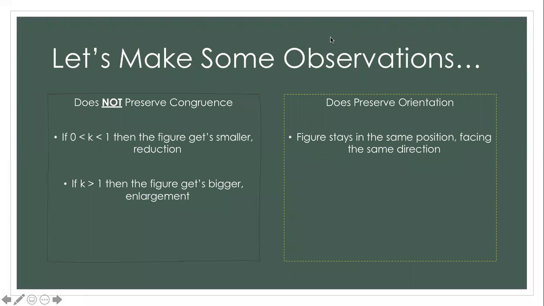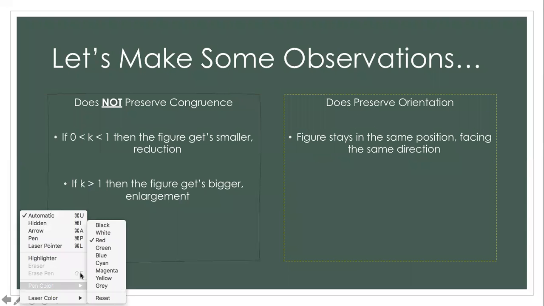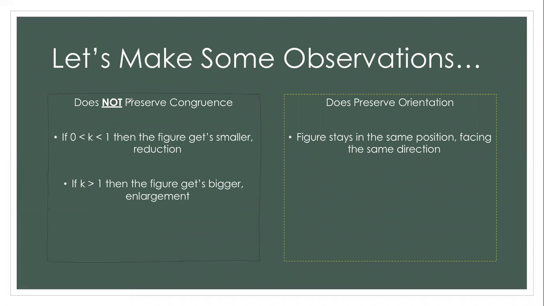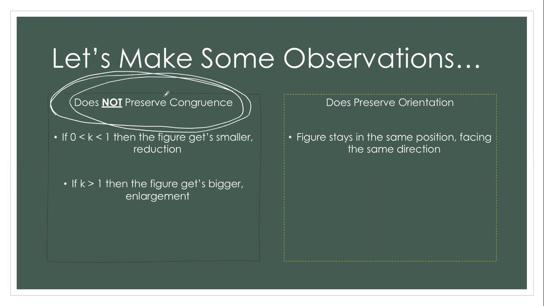All right, here are the things we need to make sure we understand. Dilation does not preserve congruence. This is the only one out of translation, reflection, rotation, dilation that does not preserve congruence, unless the scale factor was 1, because if I multiply anything by 1, it would stay the same. But if it's getting bigger or smaller, it does not preserve congruence. These are the 2 points I need you to know. If my k is between 0 and 1, it gets smaller. If k is greater than 1, it gets bigger.